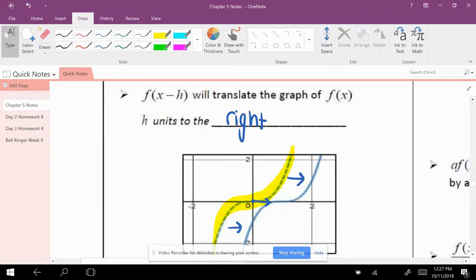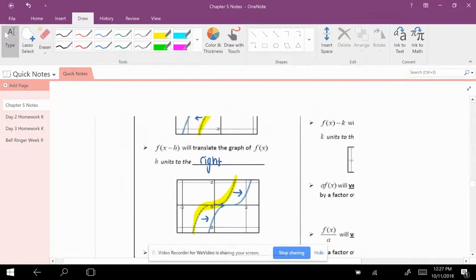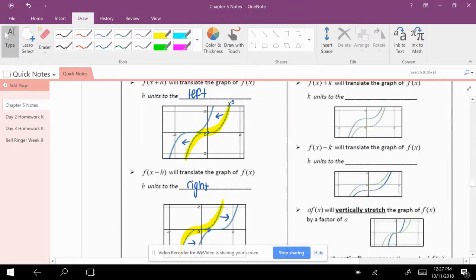Huh? The first one was left, oh, and the second one was right. I want to know about this one. This is the one, yes.